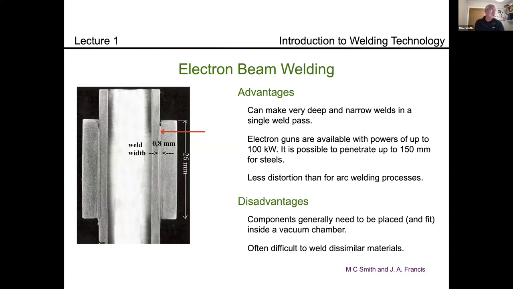And something not mentioned on the slide is that if there's any residual magnetism in the steels that you're welding, the electron beam wanders around and you can end up with problems with your weld. But we haven't mentioned that on this slide.